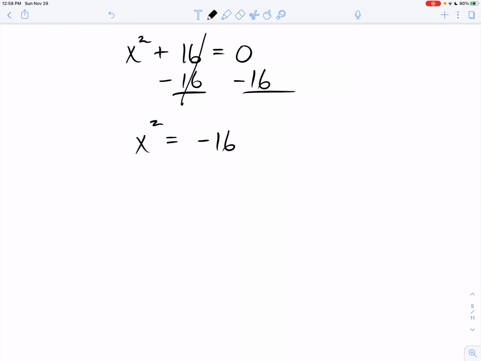Take it away now. Root. x equals plus or minus. Now don't forget to poke out your eyes. And then what's the square root of 16? It's just 4. And then you go, plus or minus 4 eyes.